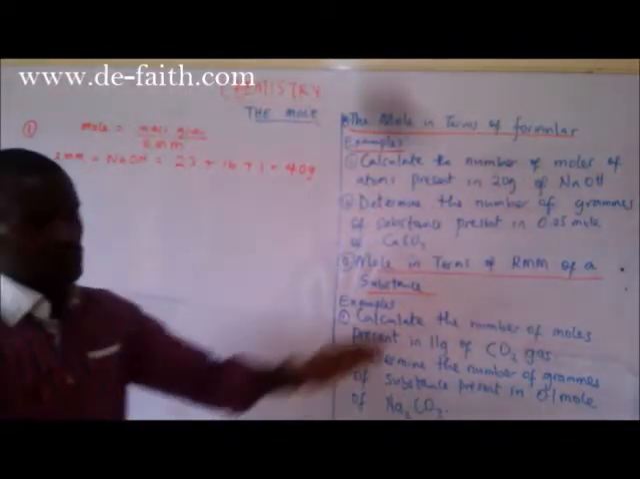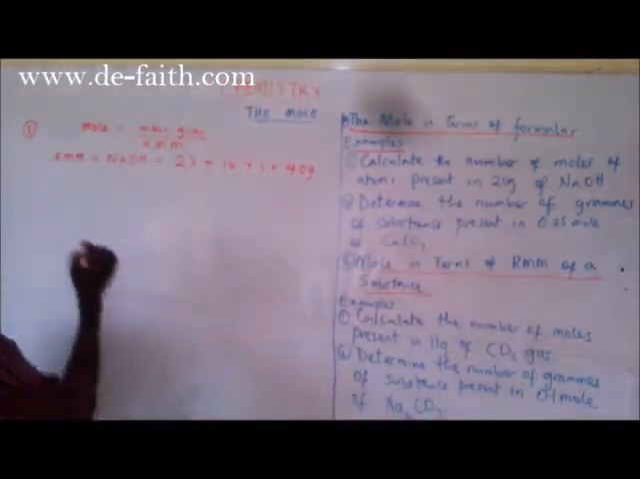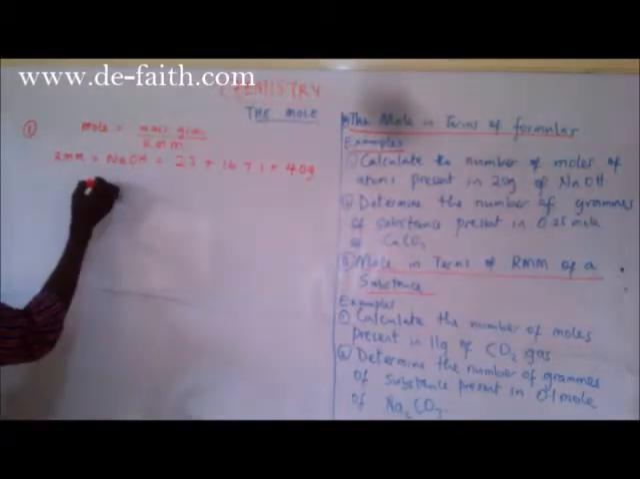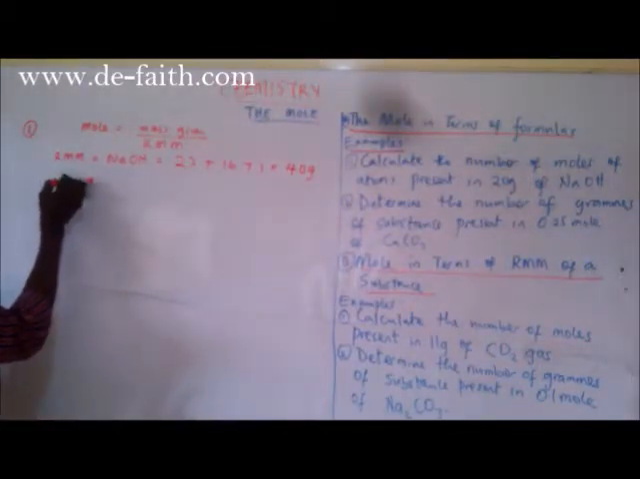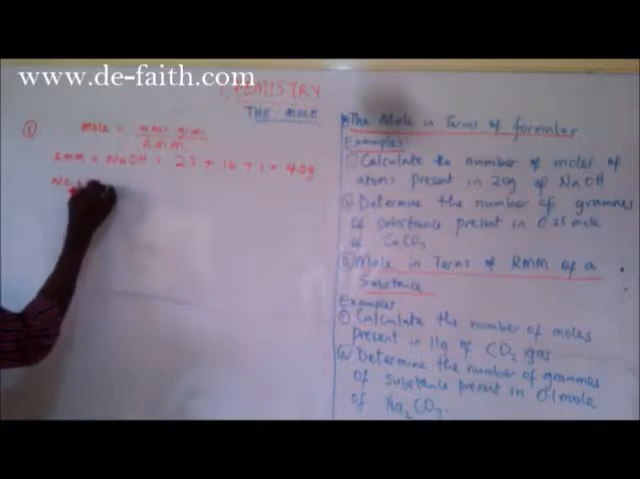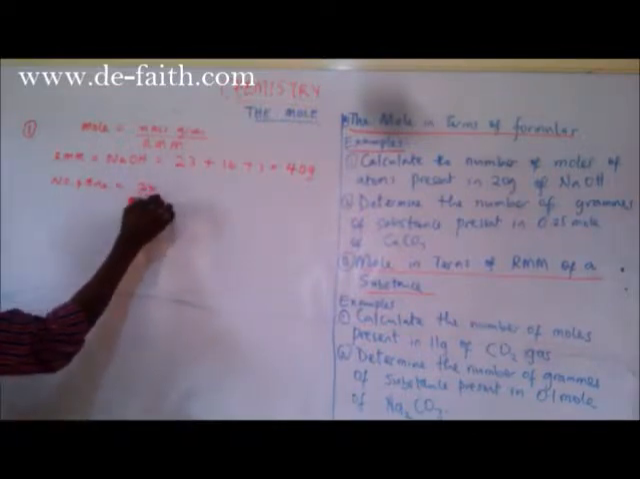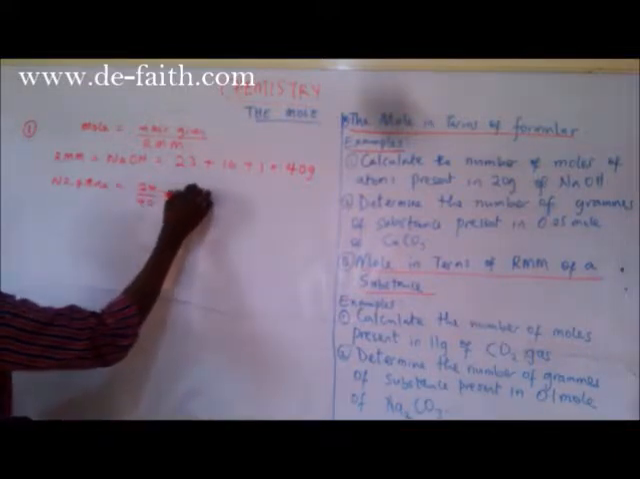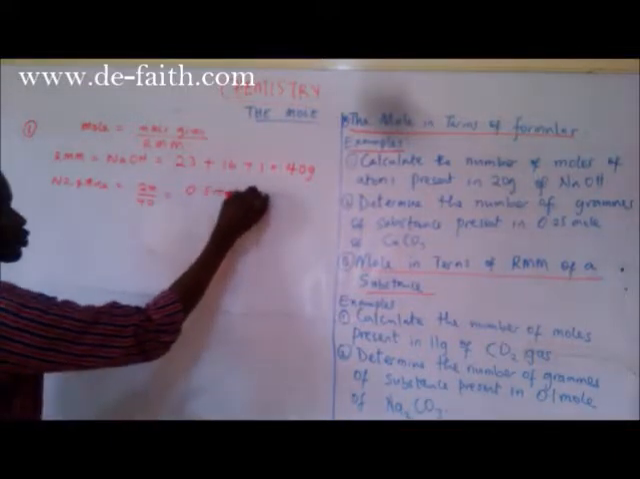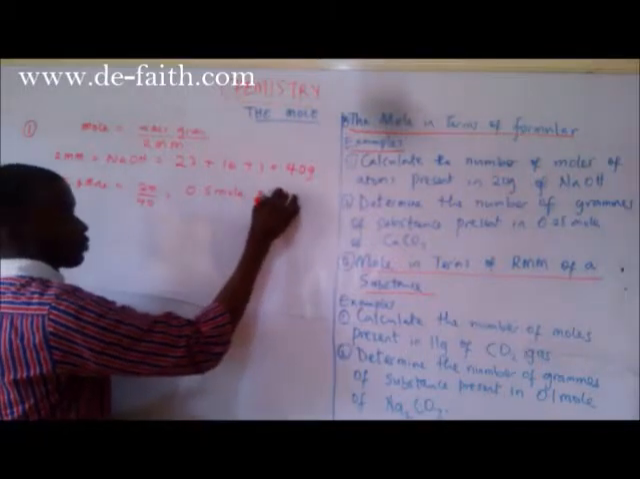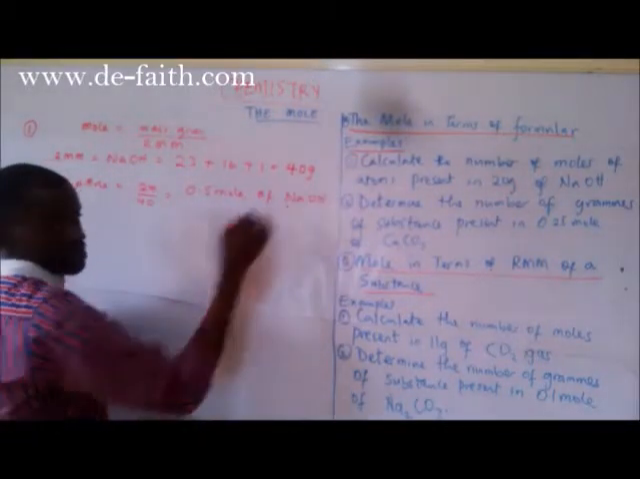The mass we are given is 20 grams of sodium hydroxide. Therefore, the number of moles here will be 20 over 40 grams, and that would give 0.5 mole of sodium hydroxide.